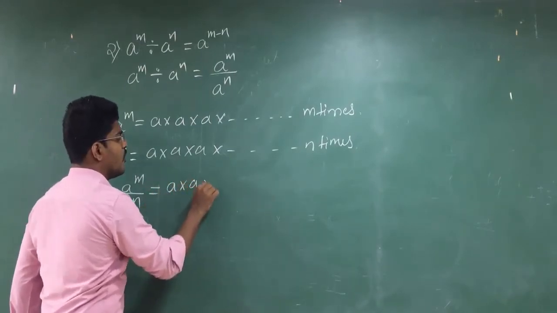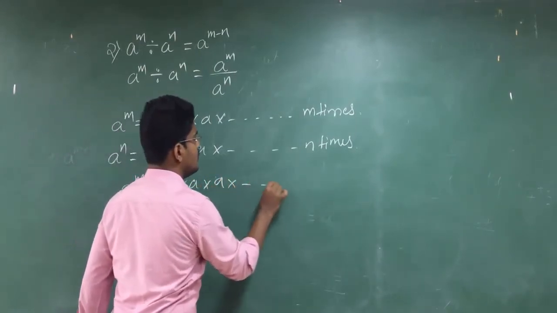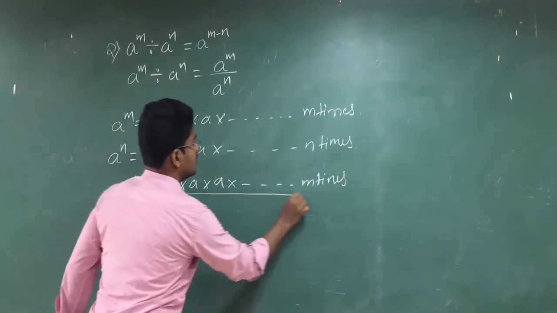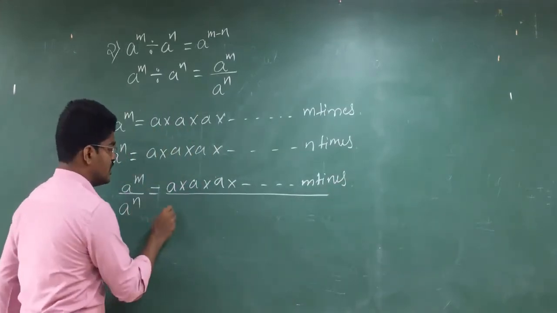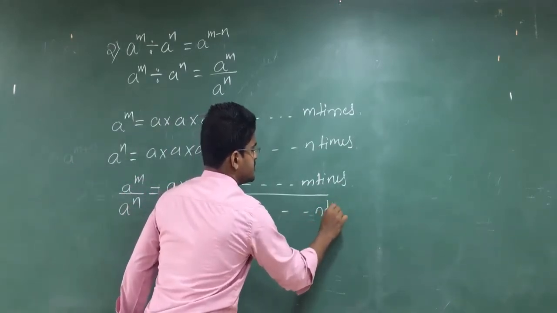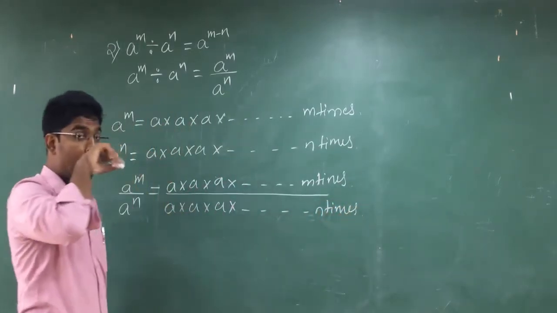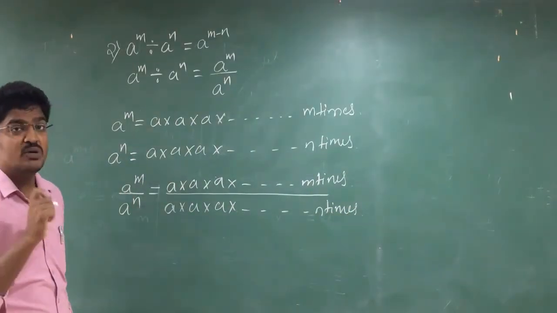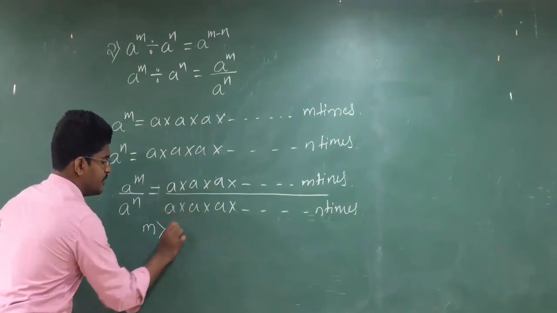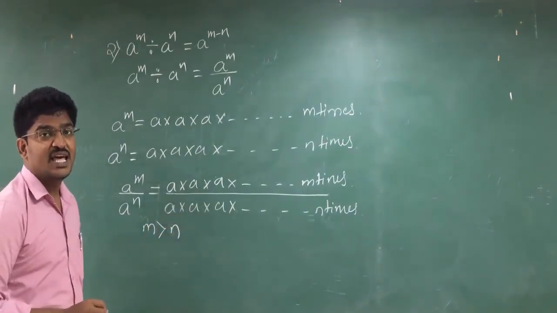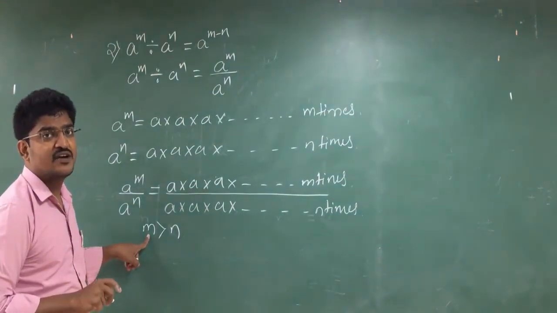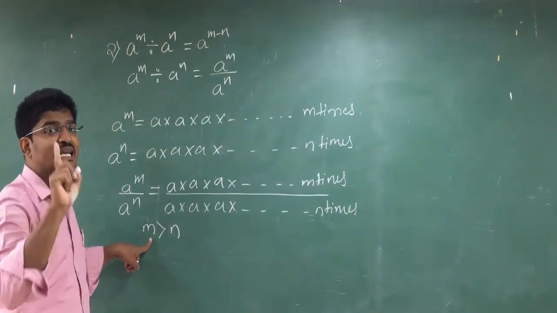That is equal to a multiplied for how many times? M times. Divided by what? A is multiplied for how many times? N times. Clear? Are you getting my point? So here you must understand one thing. M must be greater than n. If m is lesser than n, there is another rule. Let us see that afterwards. Here m must be greater than n.